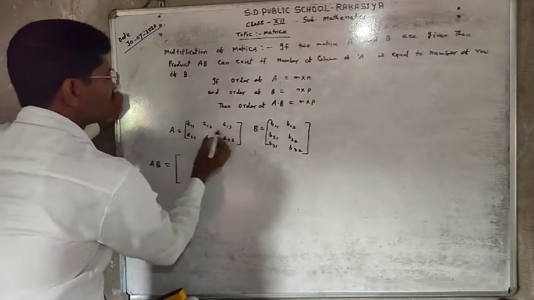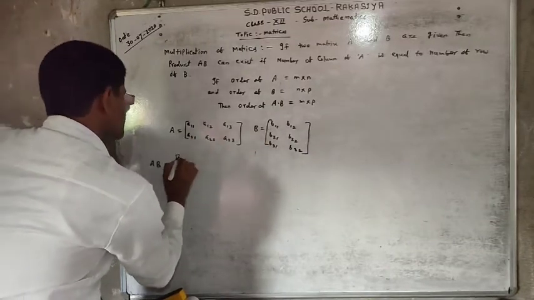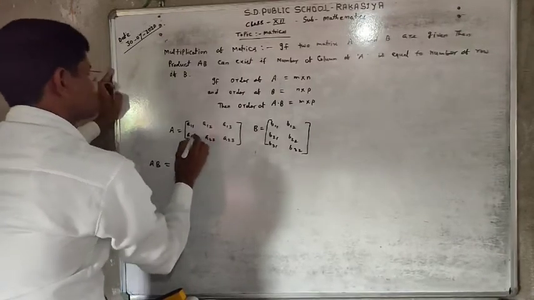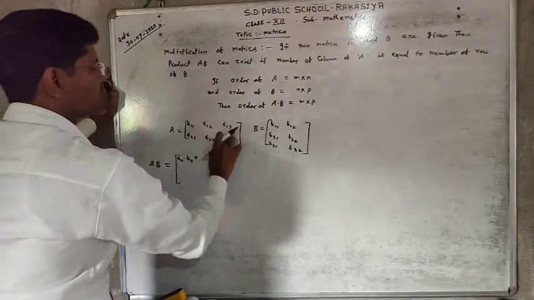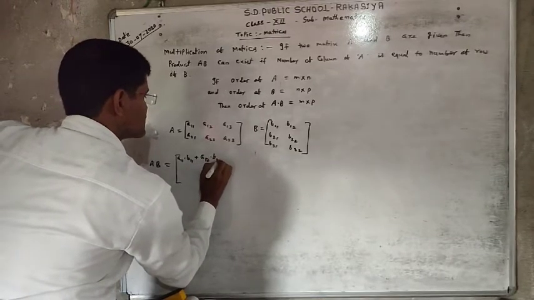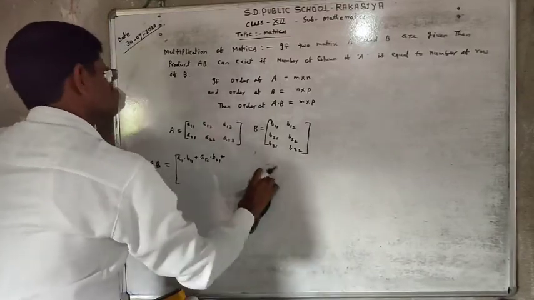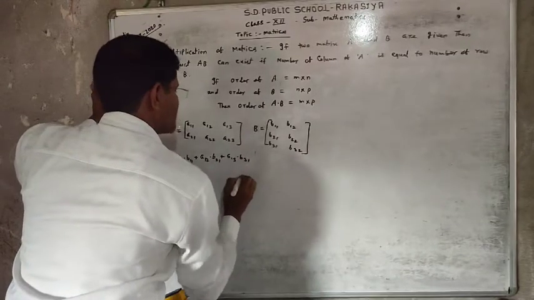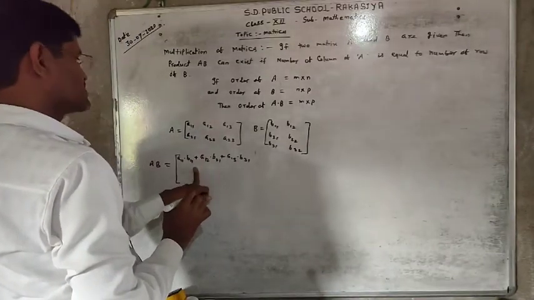The corresponding element of A11 is B11. Means A11 into B11. Now we add the multiplication of A12 and B21, means A12 into B21, plus A13 into B31. The first element of the first row is completed.